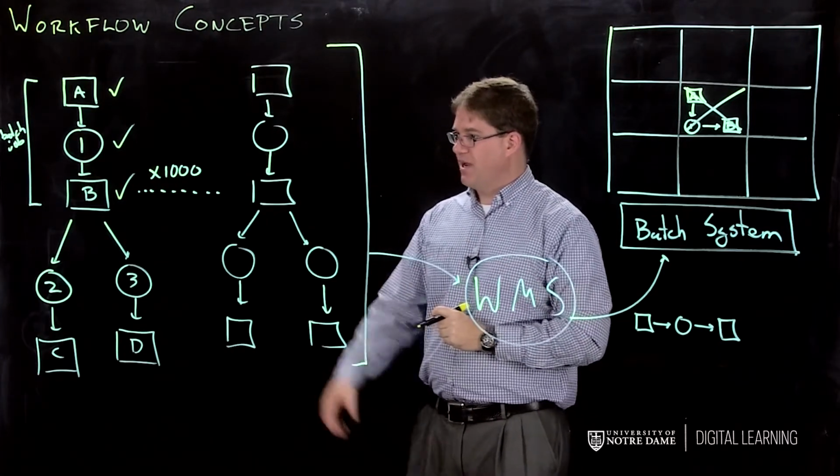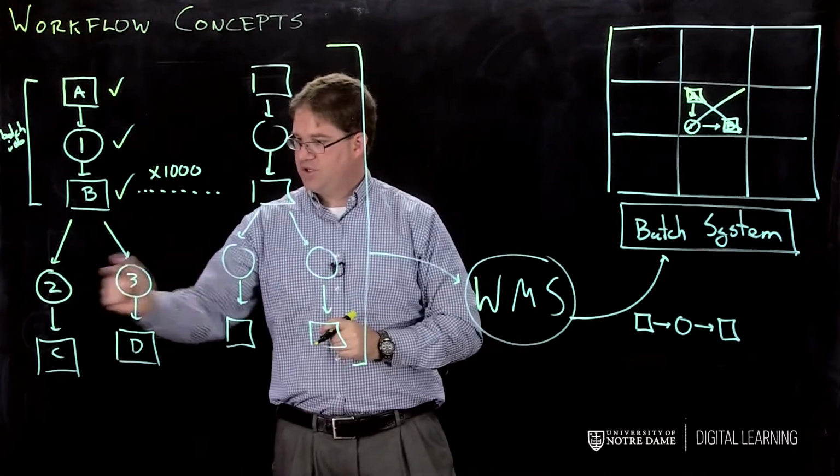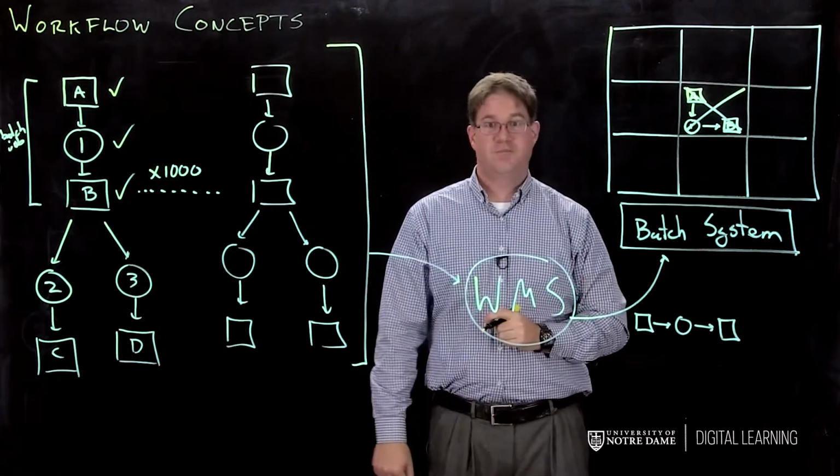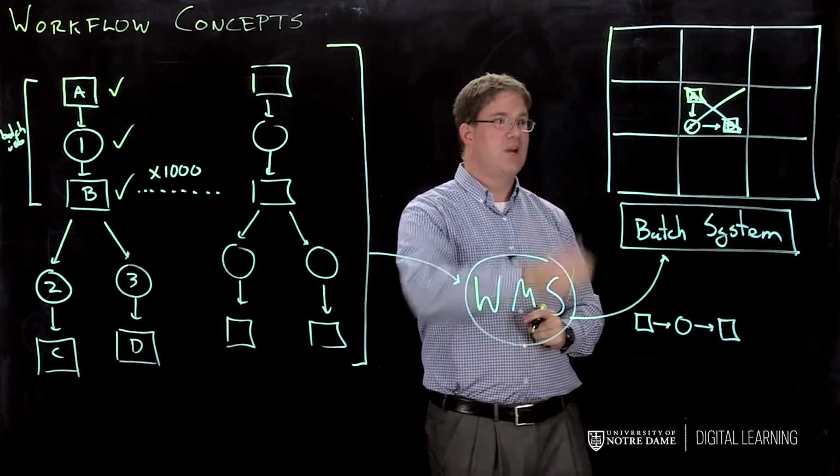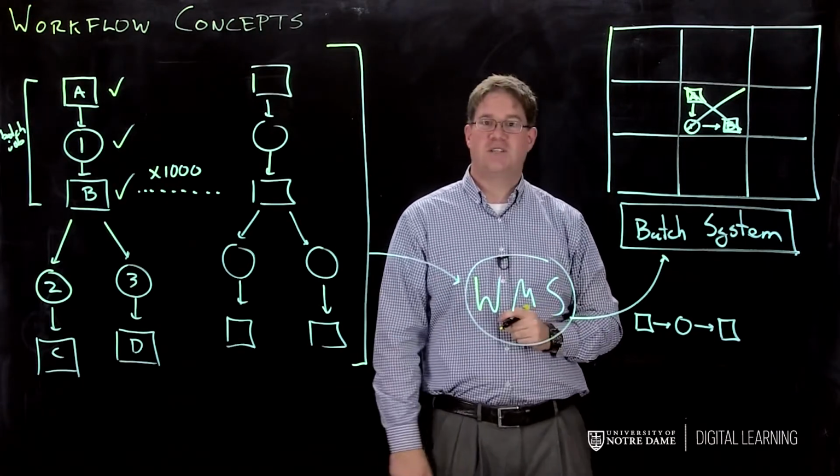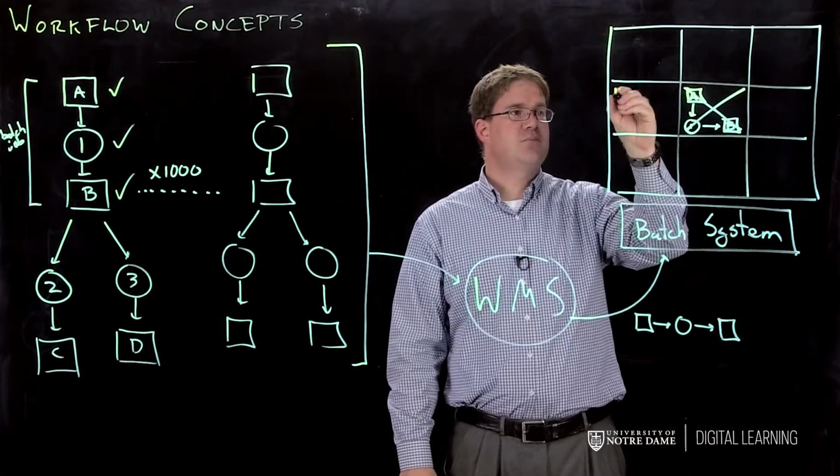In this case, the WMS is going to dispatch jobs 2 and 3 over to the batch system simultaneously. So those jobs come over to the batch system. The batch system decides where to run it. And let's suppose they go here.